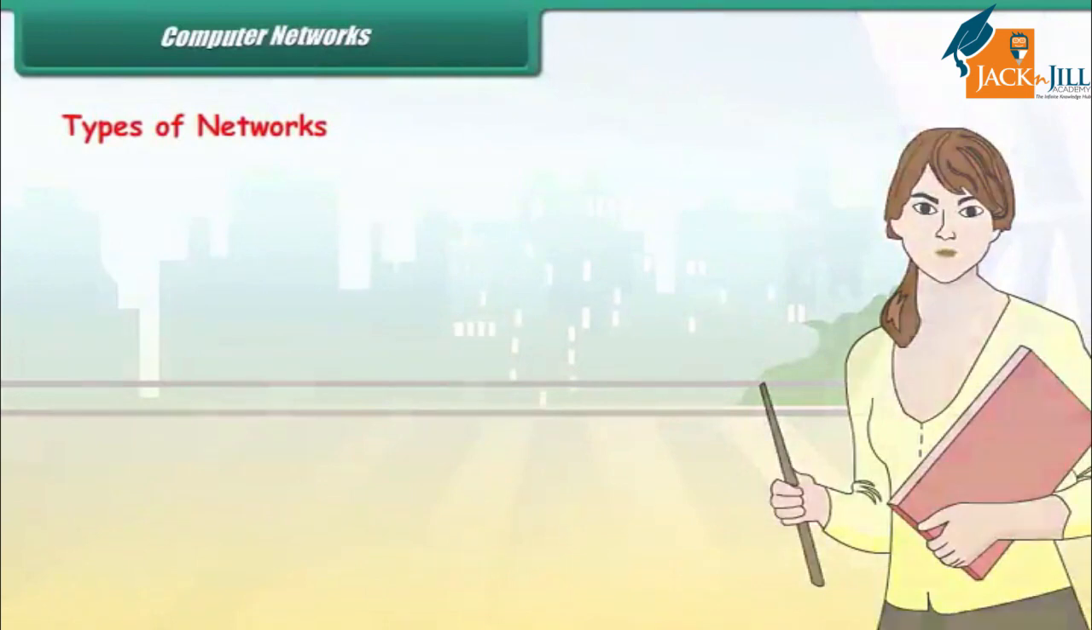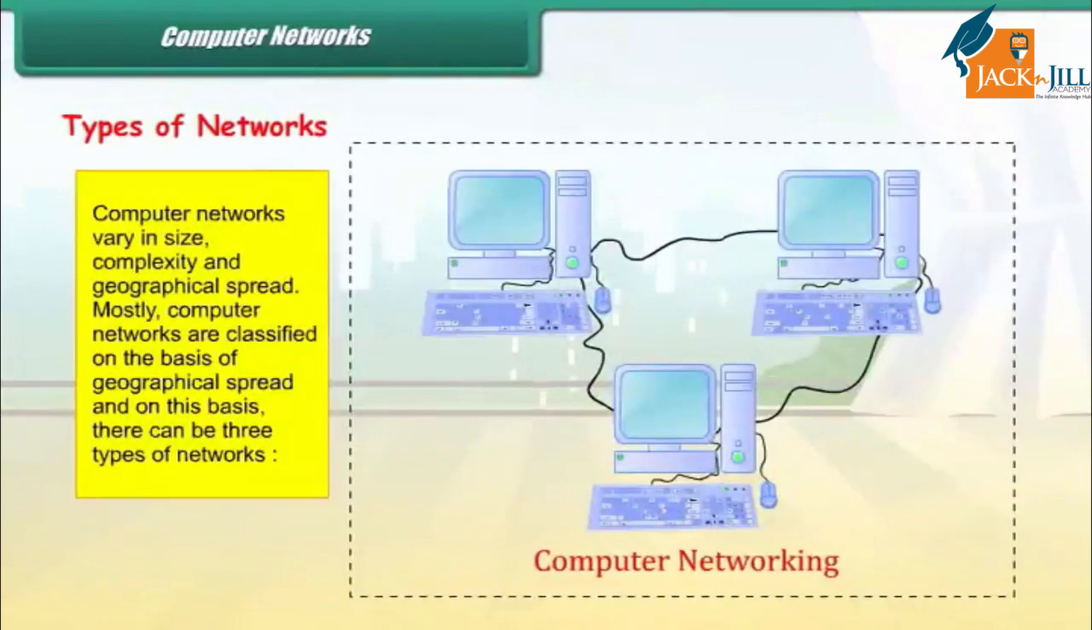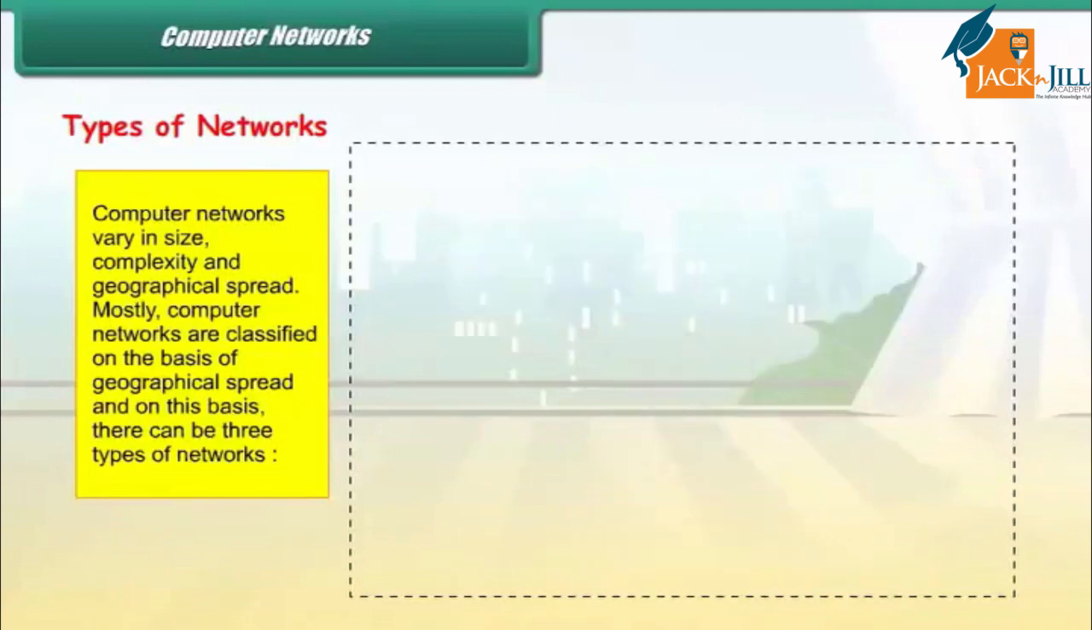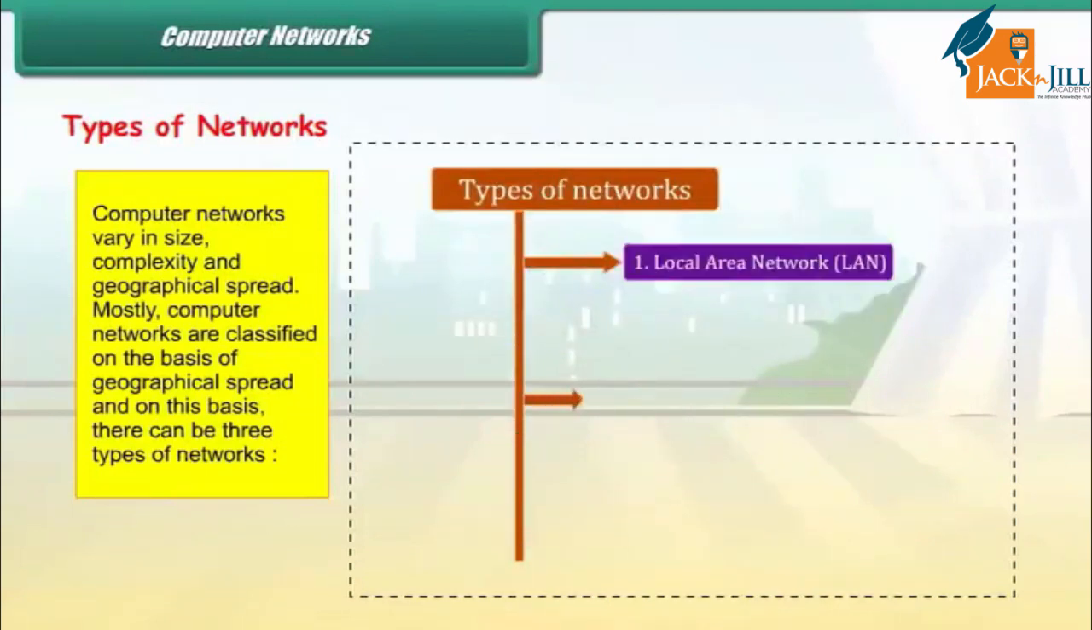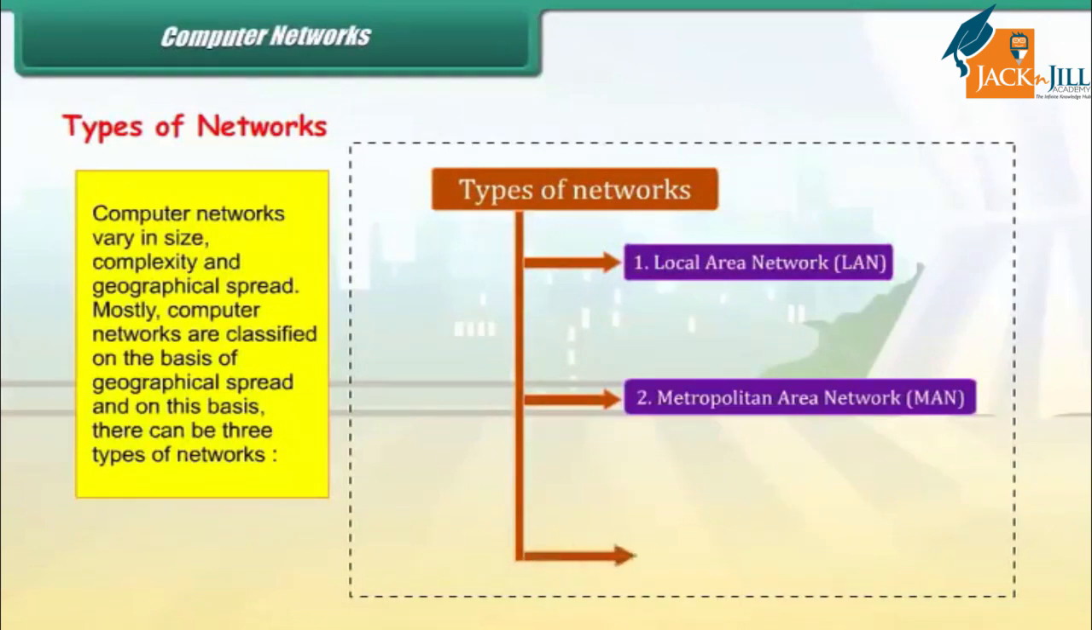Types of networks. Computer networks vary in size, complexity and geographical spread. Mostly, computer networks are classified on the basis of geographical spread, and on this basis, there can be three types of networks: local area network, metropolitan area network, wide area network.